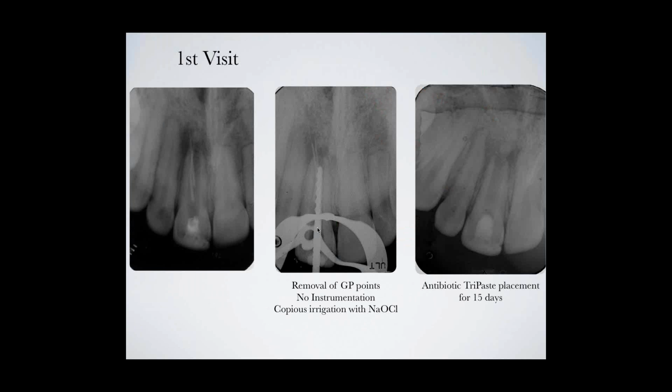So I used a number 100 K file, removed the 2 gutta-percha cones, did no further instrumentation, and did a copious irrigation with sodium hypochlorite. And according to the technique that I'm showing, I placed a tri-antibiotic mix in the form of a paste right after that.